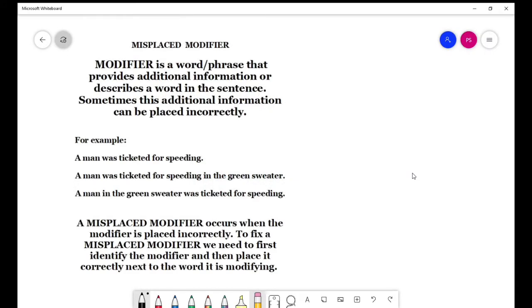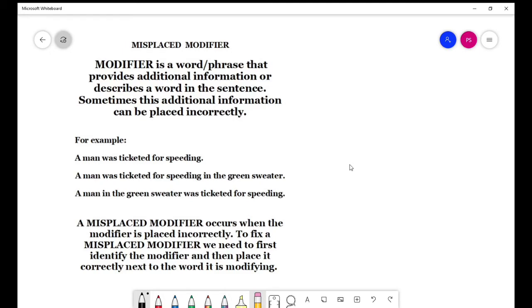Today's lesson, I will be discussing misplaced modifiers. A modifier is a word or phrase that provides additional information or describes a word in the sentence. Sometimes this additional information can be placed incorrectly, leading to a misplaced modifier. Let's consider this sentence, for example.